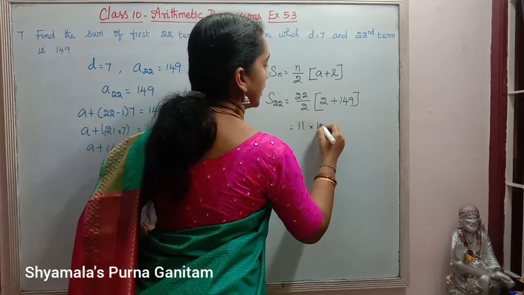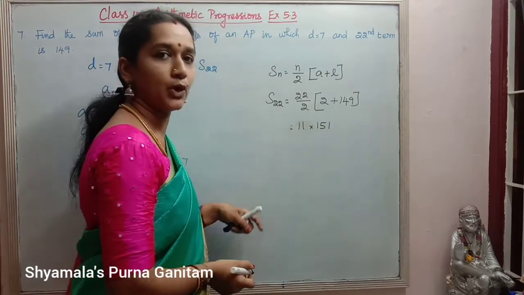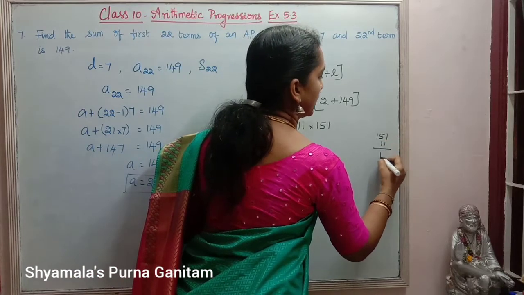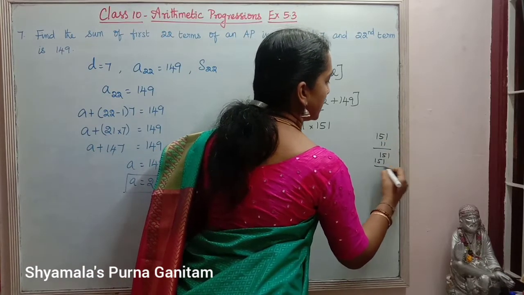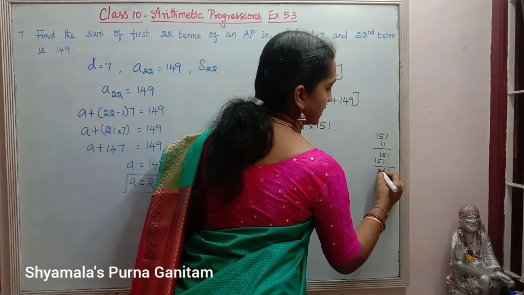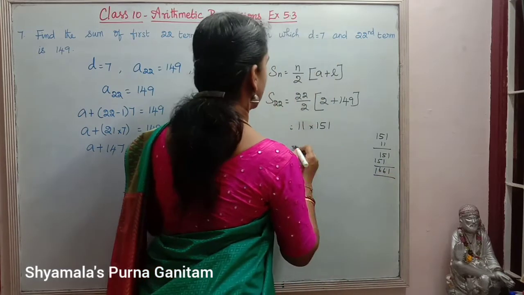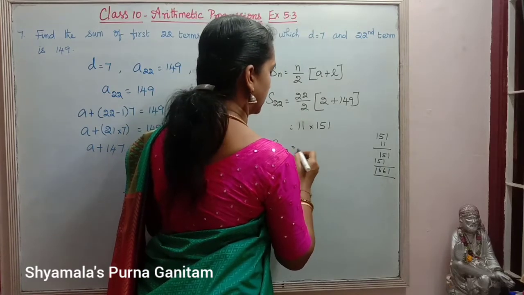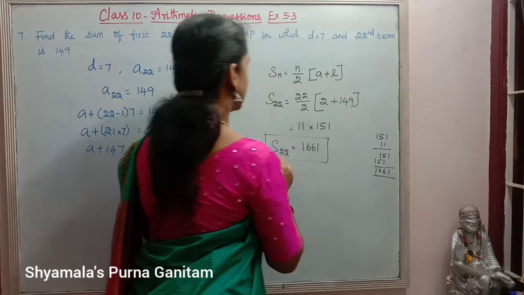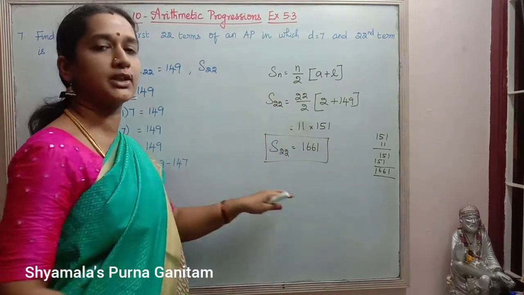11 into 151, since 149 plus 2 is 151. So 151 into 11 is 151 plus this one, so 5 plus 1 is 6, 1. So S22 is equal to 1661. So this is the sum to 22 terms for the given sequence.